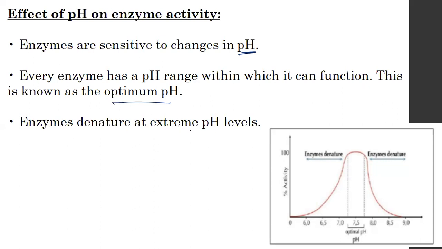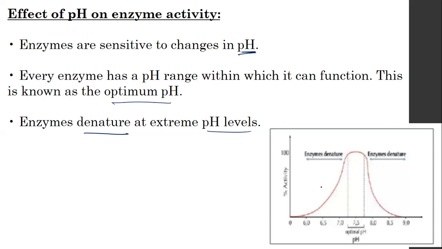Enzymes denature at extreme pH levels. One extreme pH level is when it is too low, when it is too acidic. The other extreme is when the pH is too high, meaning it's too basic. When you have too much of a base or too much of an acid, 14, that's too basic, and 1, that's too acidic. Those are extreme pH levels. So when enzymes experience those extreme pH levels, they denature. We know that by now. What does denature mean? It means they lose their shape.